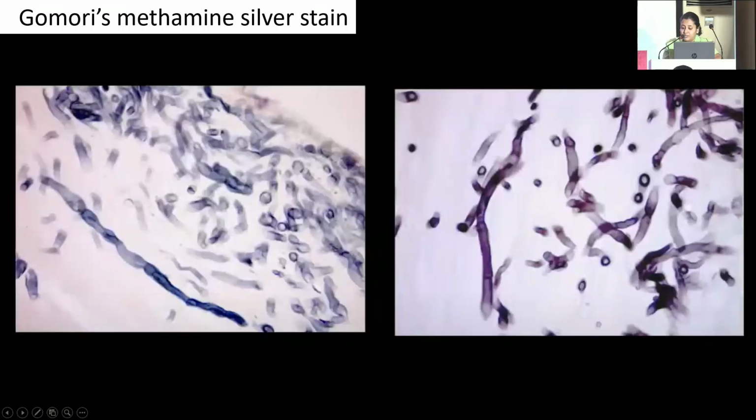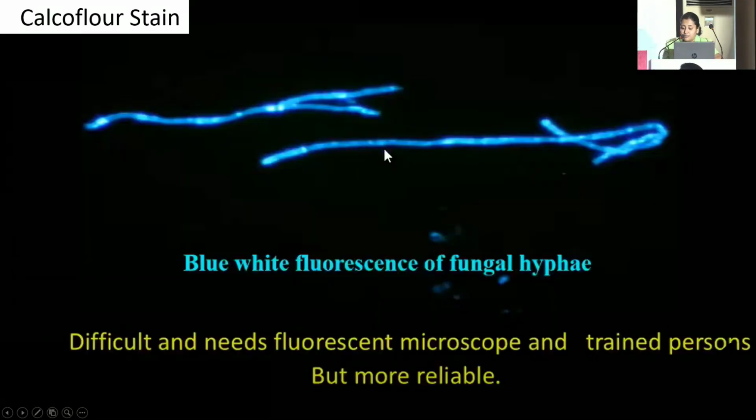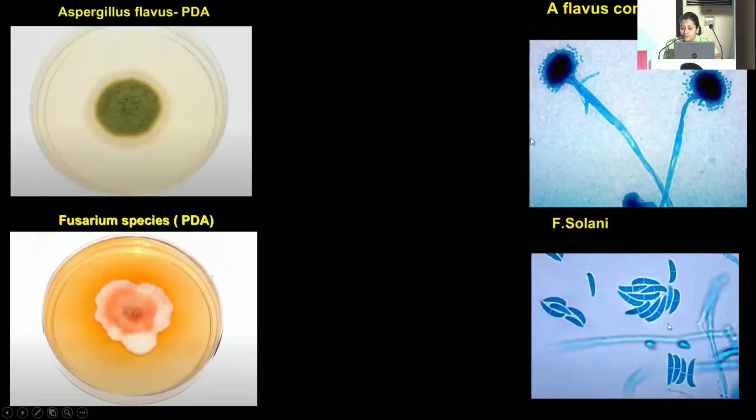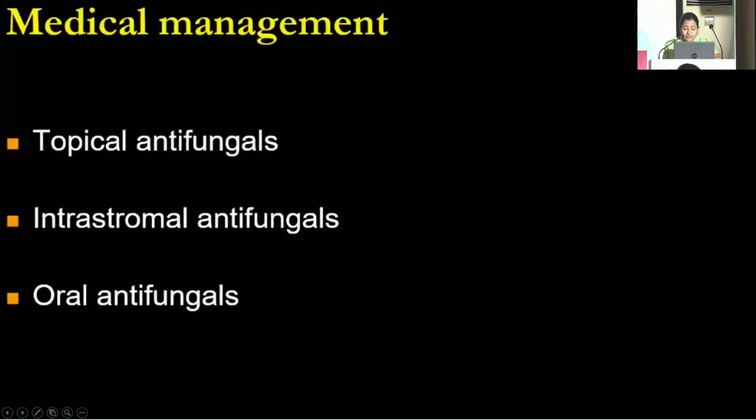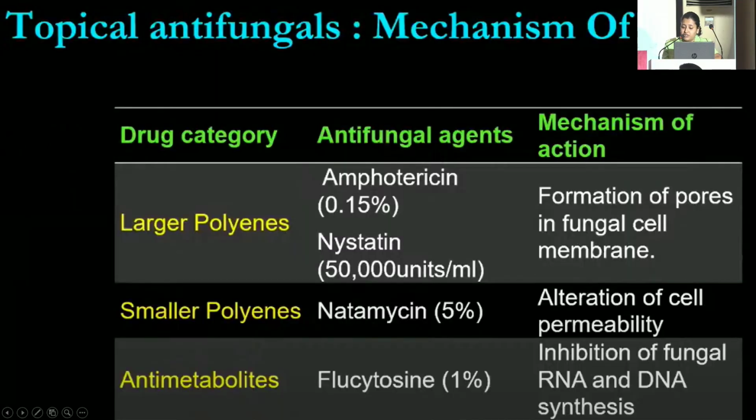bacterial and fungal elements. Some fancy stains like GMS and calcofluor can always help in case of a dilemma, while cultures help guide treatment. PCR should be reserved exclusively when there is a very small sample. It needs to be interpreted with care as it is very sensitive and artifacts can get amplified. The medical management consists of topical, intrastromal, and oral antifungals.